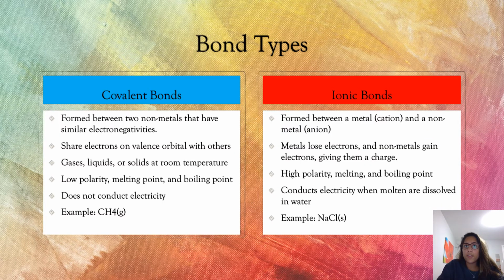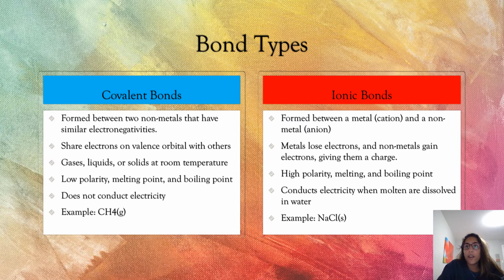We have learned up until now that ionic bonds involve a complete transfer of electrons, whereas covalent bonds involve sharing of electron pairs. From this, we were able to differentiate properties that pertain to each bond type. Covalent bonds are formed between two nonmetals and will share valence electrons. They can be gases, liquids, or solids and have a low polarity and low melting and boiling points. Additionally, covalent bonds do not conduct electricity, and an example of this is methane.